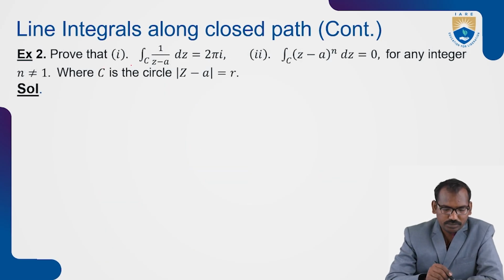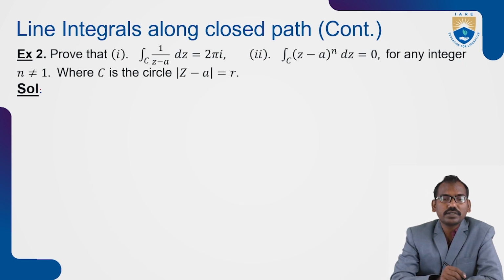Okay. Next problem is this. Here, you have to prove that integration along C of 1 by (z minus a) dz value is 2 pi. And the second part is integration along C of (z minus a) whole power n dz value is 0 for any integer n which is not equal to minus 1. This equality is true.